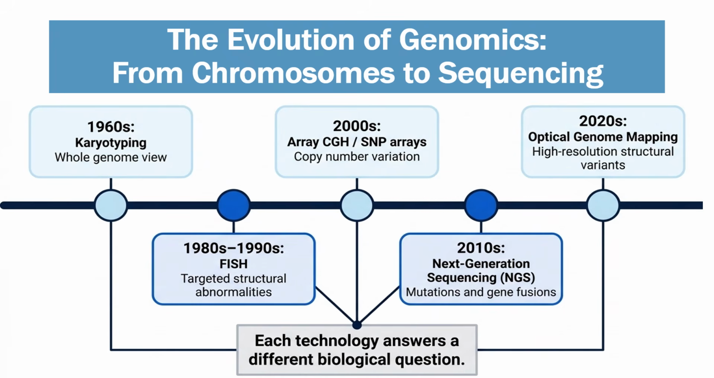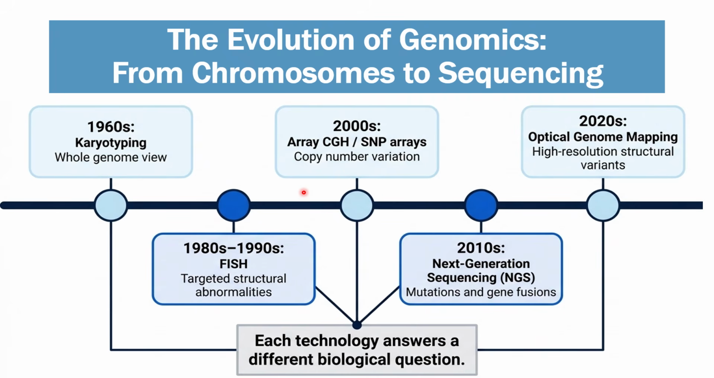Fluorescent in situ hybridization came in the 1980s and the 1990s, where we could detect structural abnormalities if we knew what the exact target was. In this case, the target had to be known, and you could use a complementary DNA probe to determine whether that abnormality was present or absent.